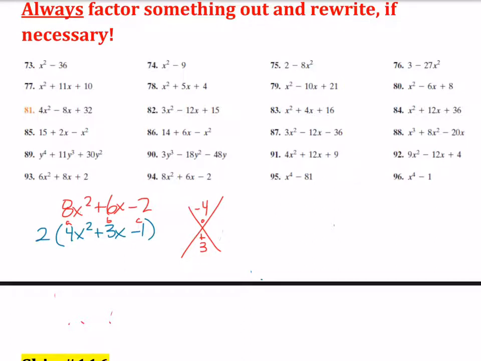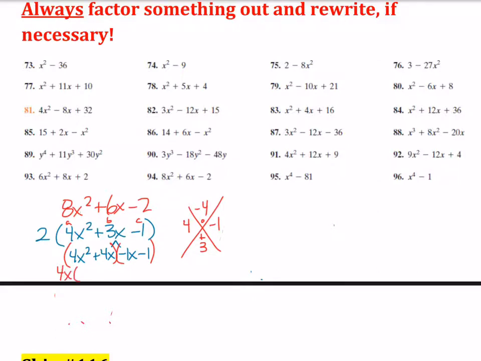Well, let's think about that. If I try 4 and negative 1, 4 times negative 1 is negative 4. 4 plus negative 1 is positive 3. There we go. But again, remember, a is not positive 1, so I actually need to go through the whole process here. So I'm going to write 4x squared. And remember, we split the 3x into 4x and negative 1x. So 4x minus 1x minus 1. We're going to group the terms together.